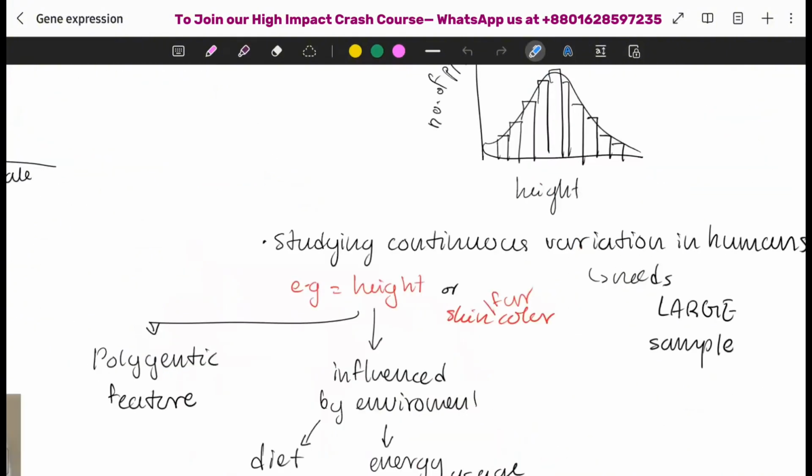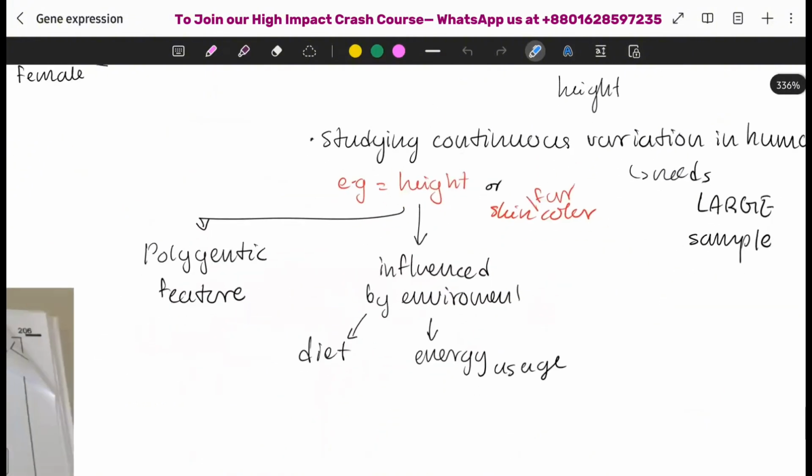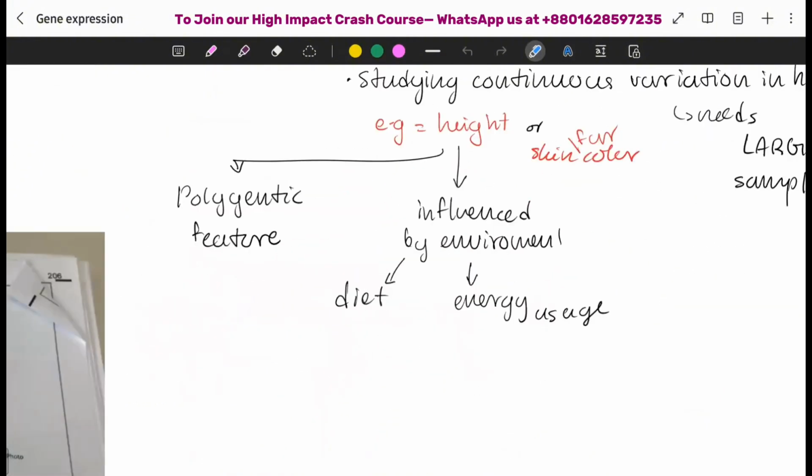Okay, one more thing I always tell you, we always need a large sample size. Large sample size is the common thing for both papers, unit 1, unit 2. Very, very important. And polygenetic features are influenced by environment. Of course polygenetic features are there, but environment, like diet and energy usage. Let's say people in one country eat lots of beef, and people in the other country eat lots of vegetables or fruits. Their diet will affect their weight, or maybe height.